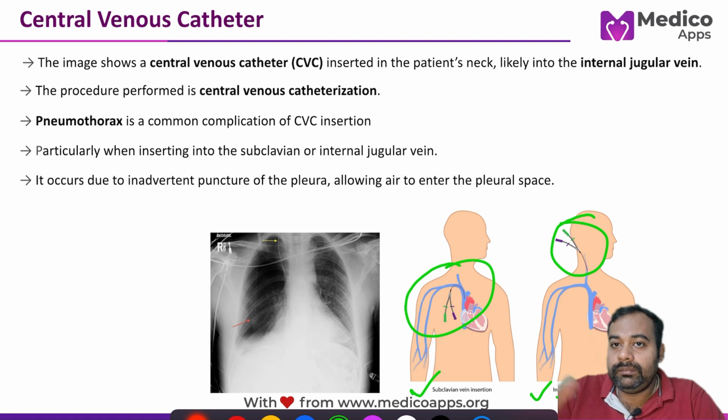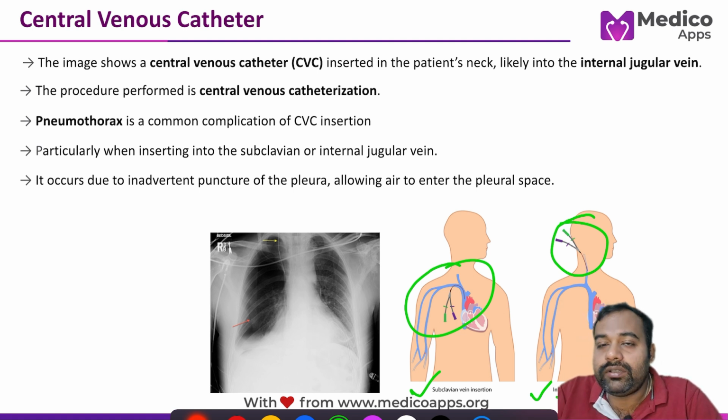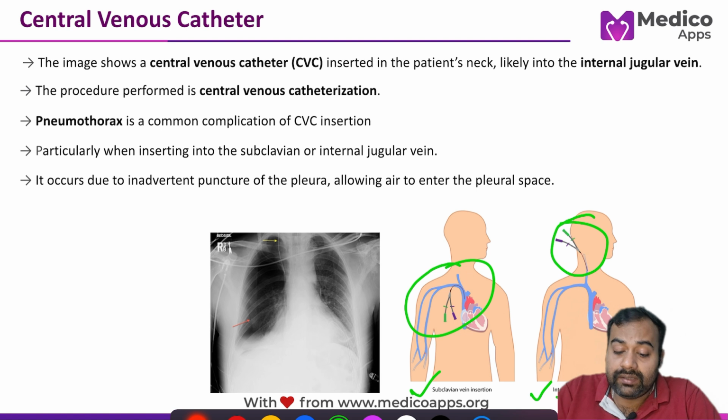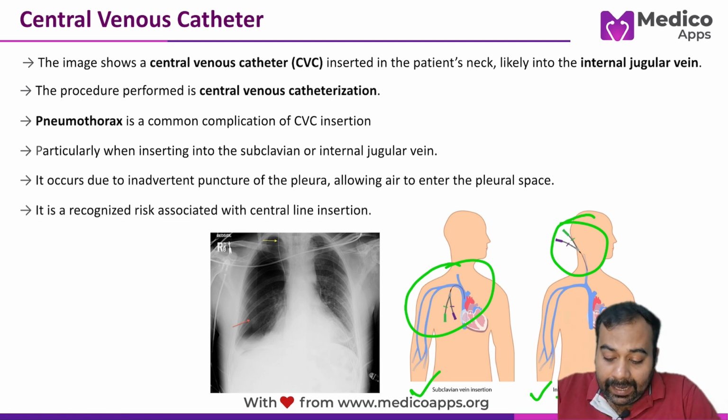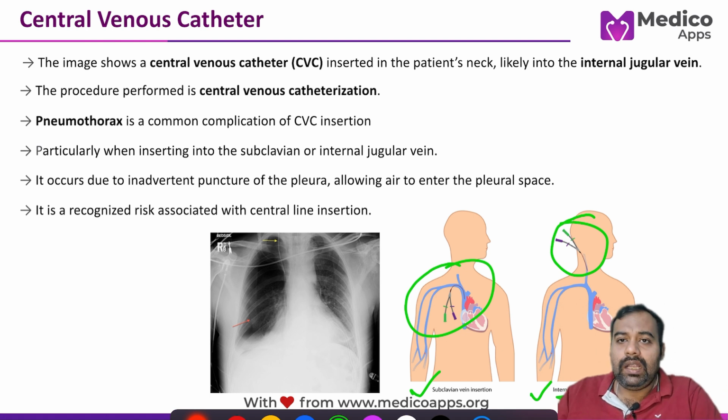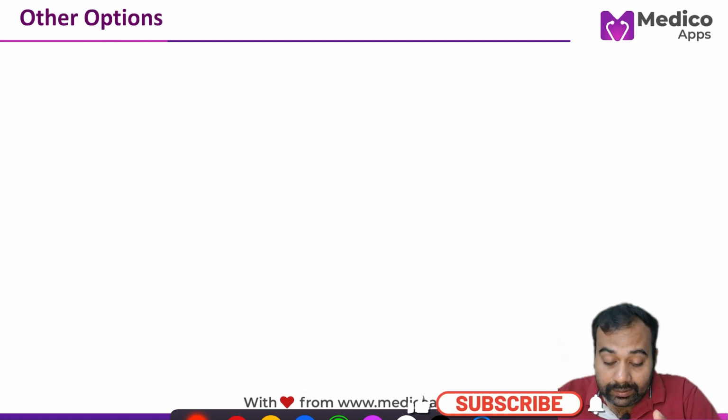Apart from that, there are a variety of other complications associated with the central venous catheter. That might lead to hemothorax. Also, there is thoracic duct injury or subclavian artery injury. Those are other consequences that can happen. Also, one of the most important complications is catheter-related bacterial infection, which is pretty common with the central venous catheter. So these are the recognized risks with central venous catheterization.